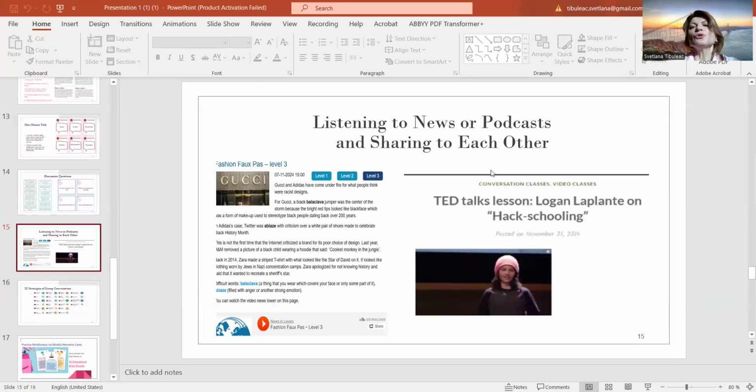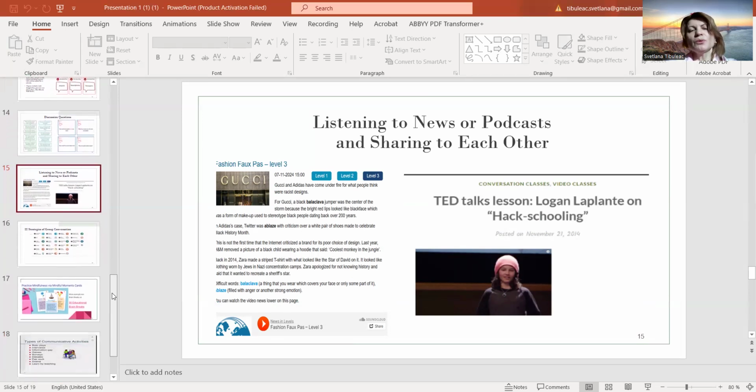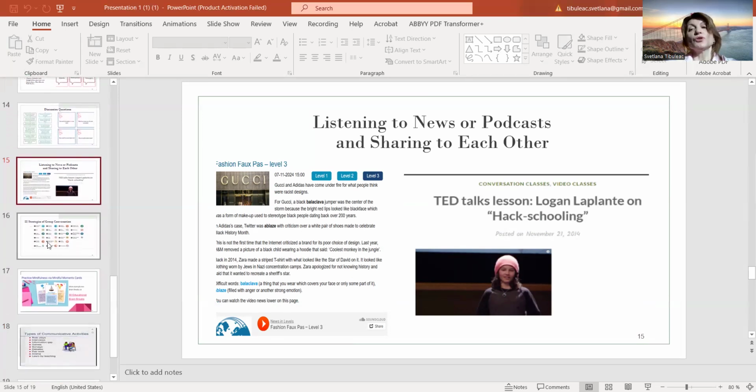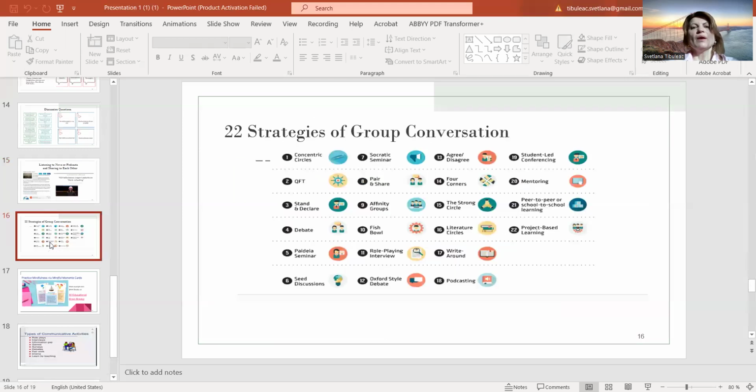Another might be listening to news or podcasts and sharing the ideas with each other. Individually at home, they watch a video, and the next day they come to class and do an activity, sharing the ideas from the podcasts watched a day before. Here I have found 22 strategies of group conversations, like debates, idea seminar, fishbowl, pair share, mentoring, agree-disagree, Socratic seminar.